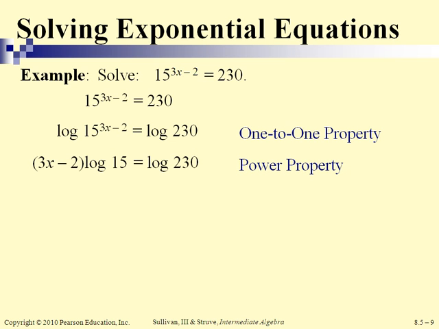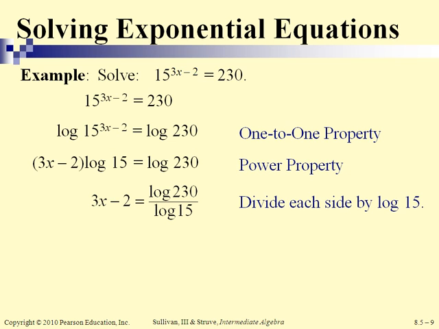But because this is an exponent, we have the power rule, right? Then you can equivalently rewrite it as 3x minus 2 times log 15. You just need to distribute it, or you can, because right now this is a number. Remember, this is a number. So you just divide it down on both sides by log 15. So you get 3x minus 2 equal to this.